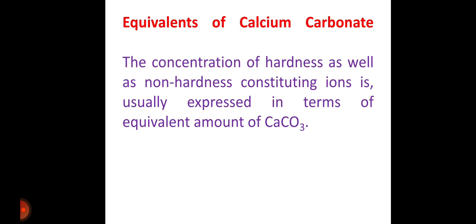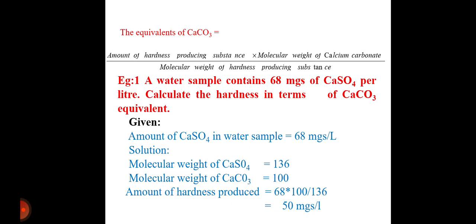Equivalence of calcium carbonate. The concentration of hardness as well as non-hardness constituting ions in water is usually expressed in terms of equivalent amount of calcium carbonate. The equivalence of calcium carbonate is determined using a formula: amount of hardness producing substance into molecular weight of calcium carbonate divided by molecular weight of hardness producing substance. Let us see an example.